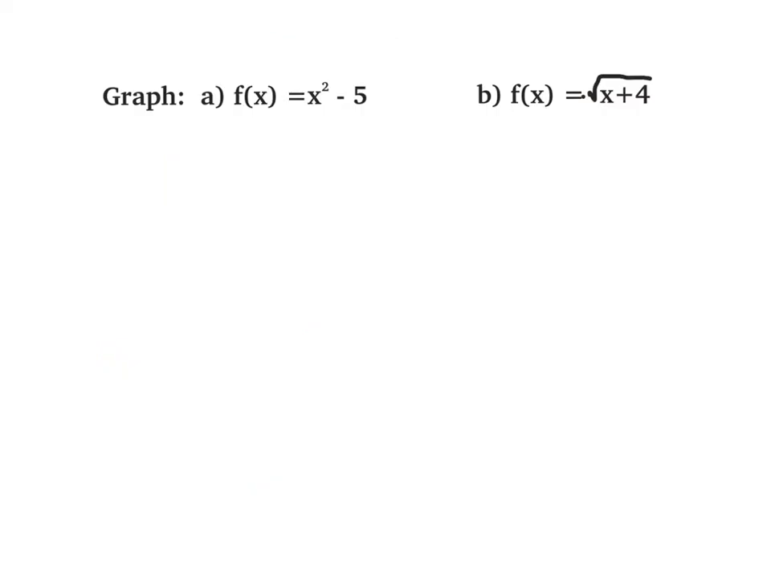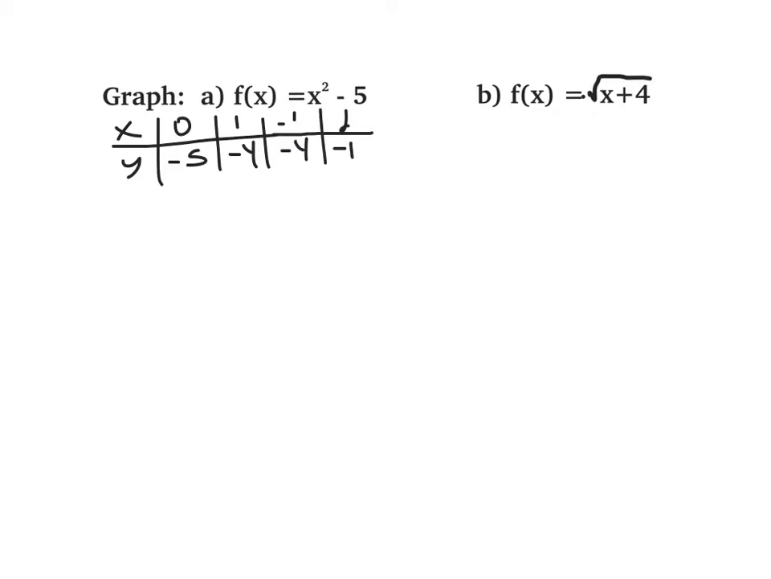Okay, next thing I have you graph a couple of functions, and for today we're going to use an XY table, or we're just going to punch them in our calculator. But if I plug 0 for x, I get -5. If I plug 1 in for x, I get -4. -1 in for x, I get -4. If I plug 2 in for x, I get -1. You've done that kind of thing before.